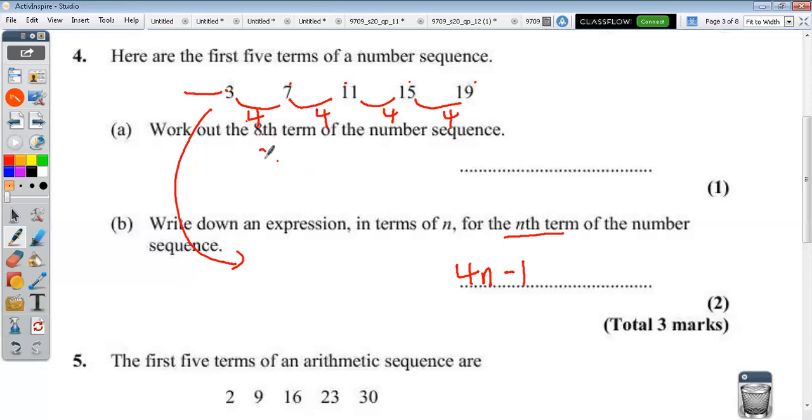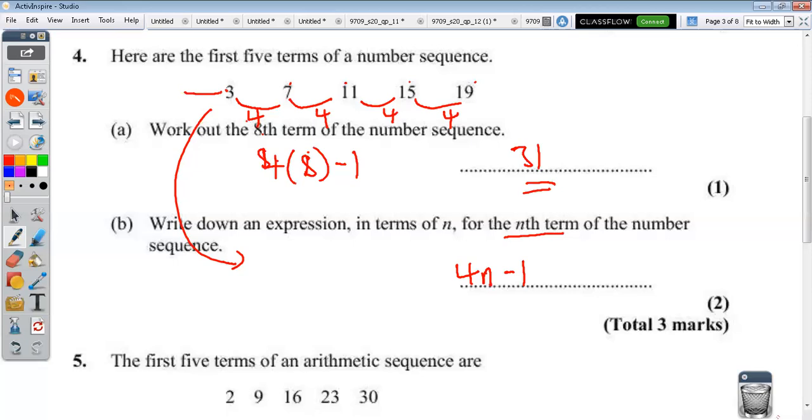It's 4 multiplied by what is our term? 8, the 8th term, minus 1. That should give you 31. 4 times 8 is 32, minus 1. Clear? Make sense?